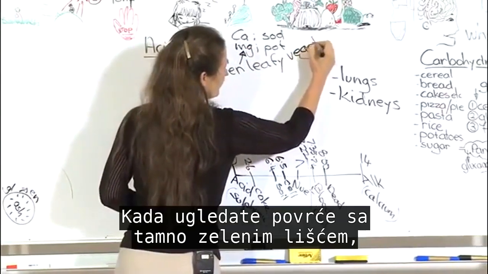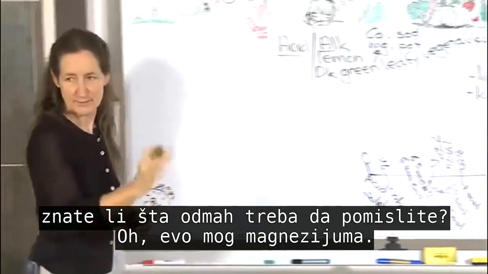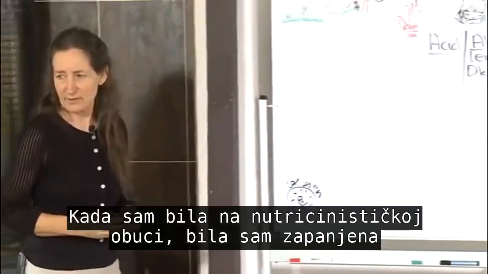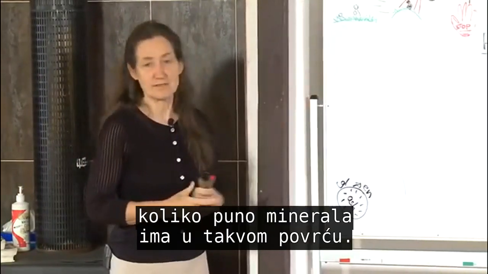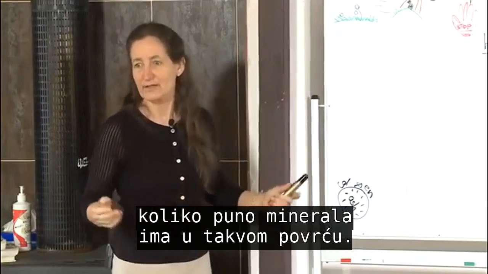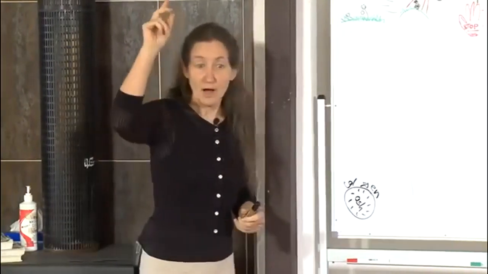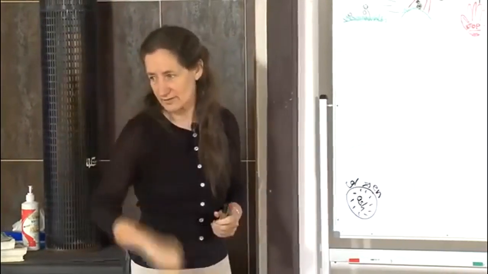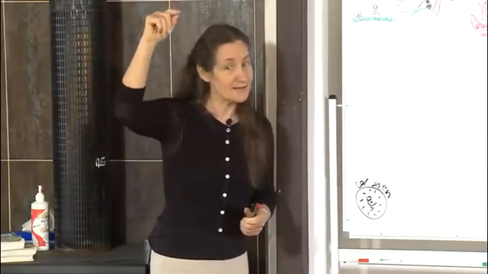When you see dark green veggies, you know what you immediately think in your mind? There's my magnesium. There's my magnesium. When I did my nutrition course, I was astonished at the amount of minerals that you'll find in your dark green leafy vegetables. Remember that vegetables are high in fibre, high in minerals, low in sugars. Your fruit is high in fibre, high in sugars, low in minerals.